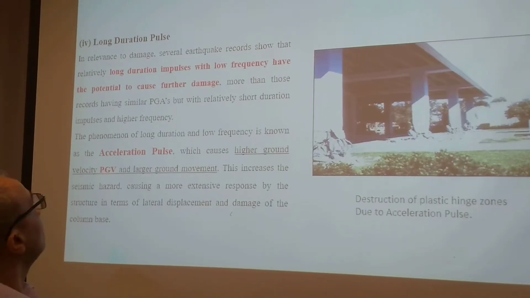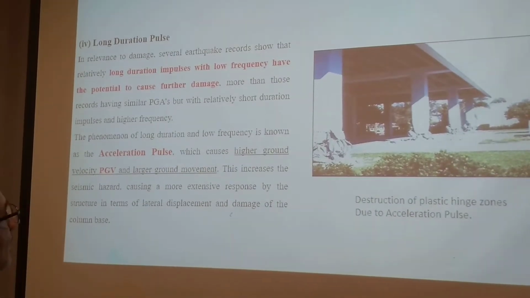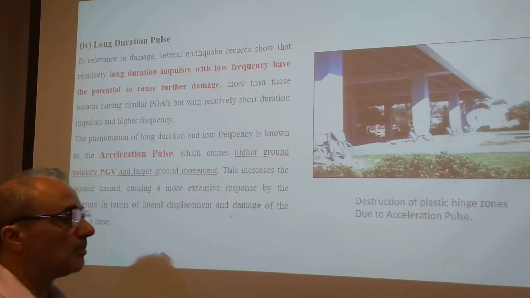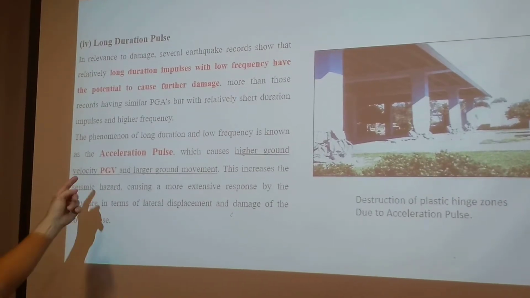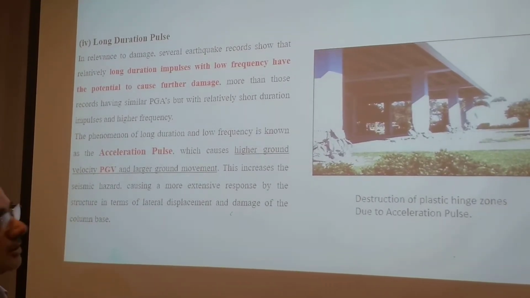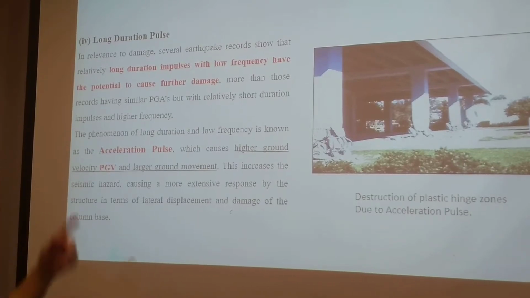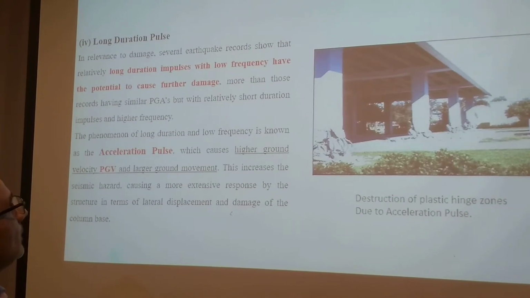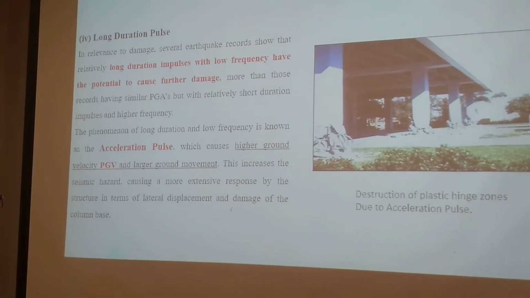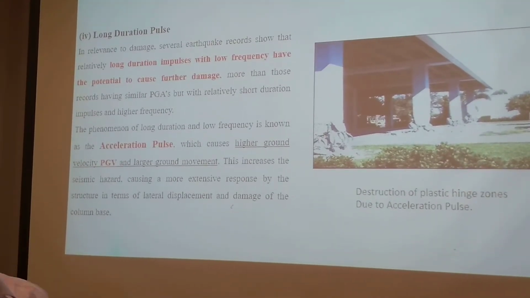Another level of vulnerability is the long duration pulse. It's not always the PGA, it's many times the PGV, which is the peak ground velocity. It happens with long duration impulses and low frequency, and that causes further damage.